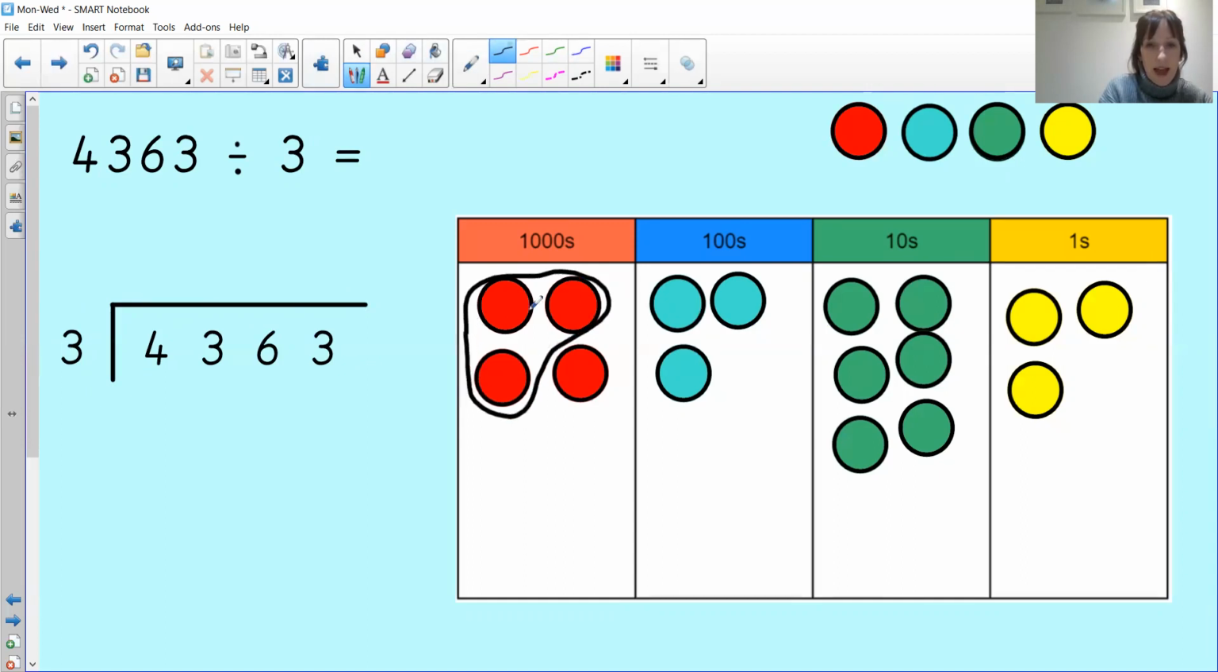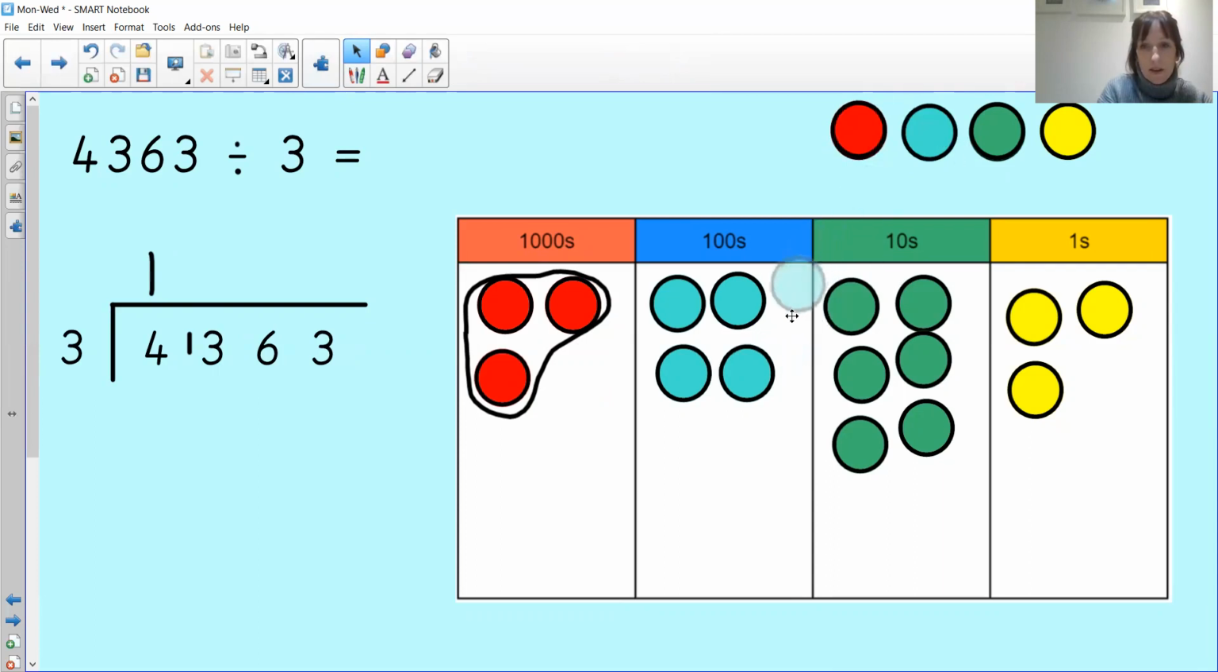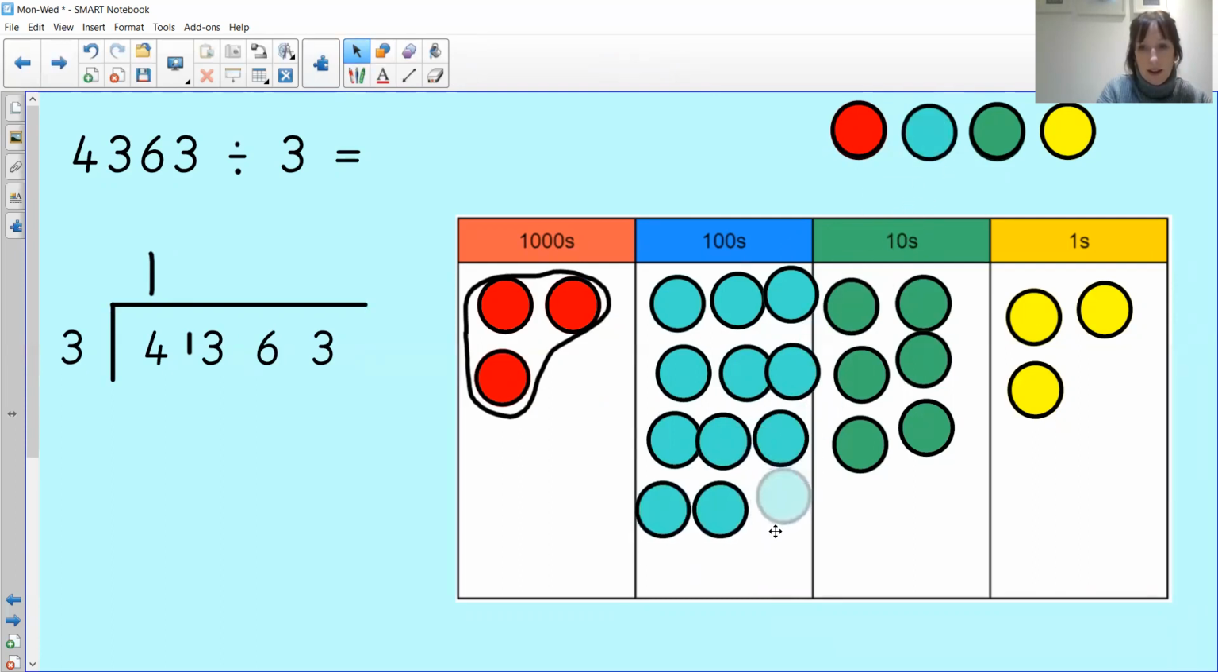So I've got 1 there. I've got 1 left over, so I can't make any more. So I've got 1 group, and I need to exchange that 1 for how many? That's right, for 10 hundreds. So I'm going to take that and exchange it. So 1, 2, 3, 4, 5, 6, 7, 8, 9, 10.